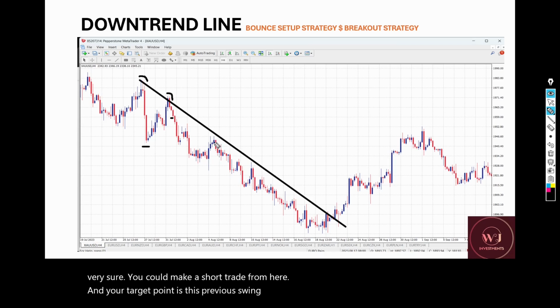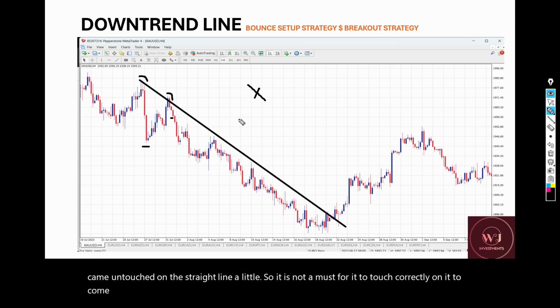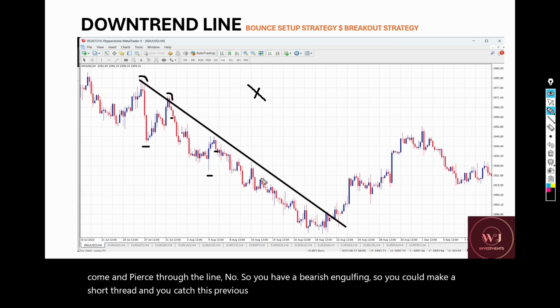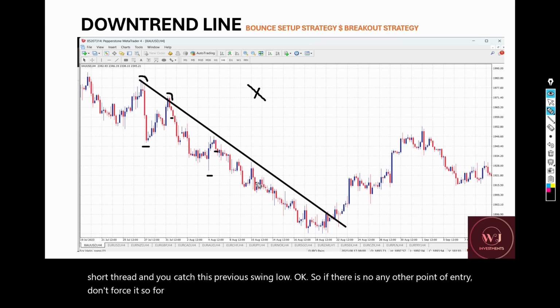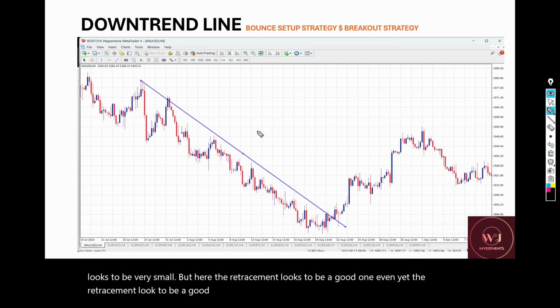Even right here you can see the market came and touched this trend line a little. It is not a must for it to touch exactly, it can pierce through the line. Here you have a bearish engulfing, so you could make a short trade and catch this previous swing low. If there is no other point of entry, don't force it. For example, right here the clear entry is not there because the retracement looks very small. But here the retracement looks to be a good one, and even here the retracement looks good. That is how we trade the bounce setup strategy.